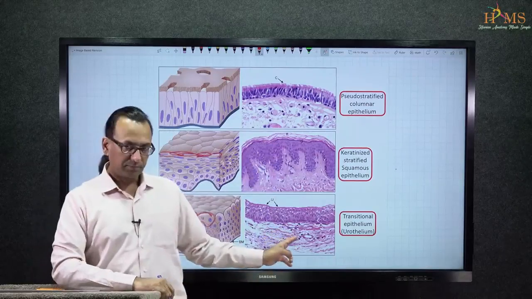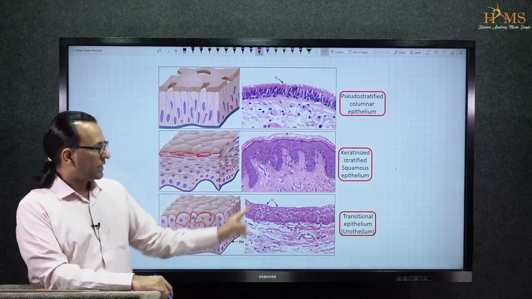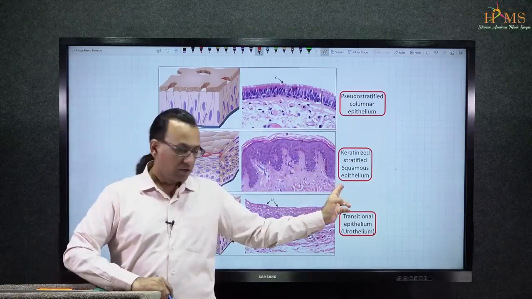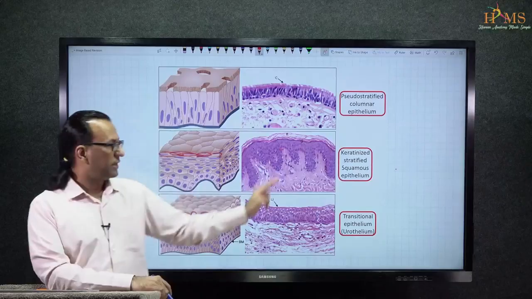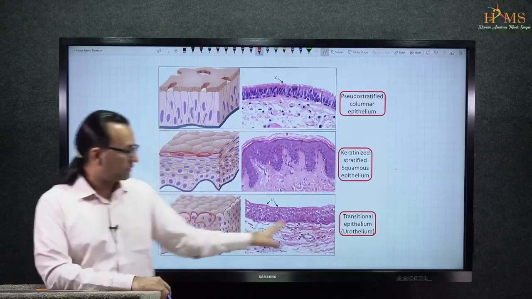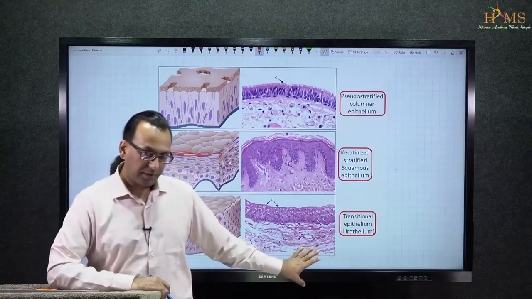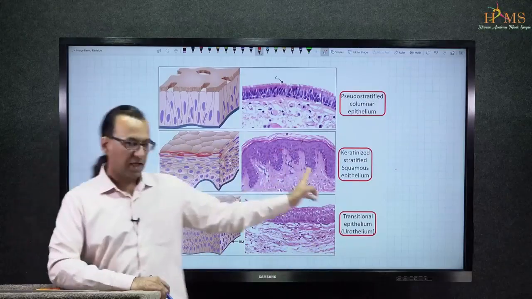Though they appear similar, one more thing you can notice is that in the skin there will be the papillary layer of dermis, so there are some wavy indentations of the epithelium here. Here it is going straight, no indentations are seen. Urothelium, urinary bladder, and stratified squamous epithelium in the skin.